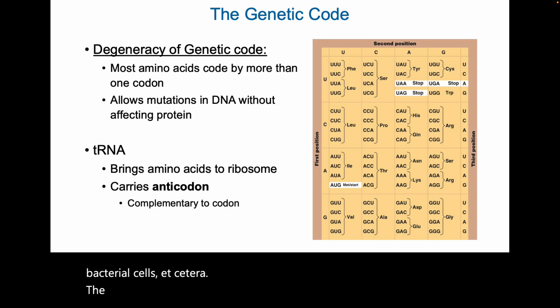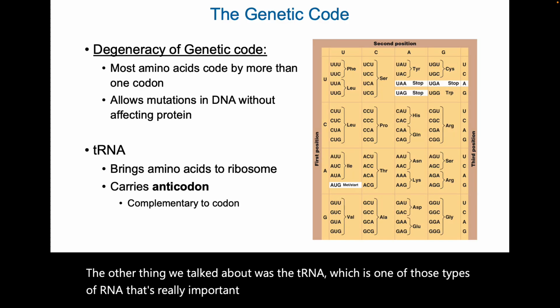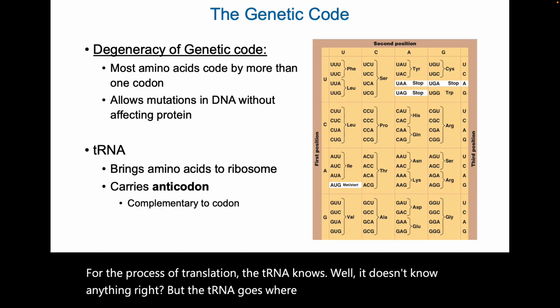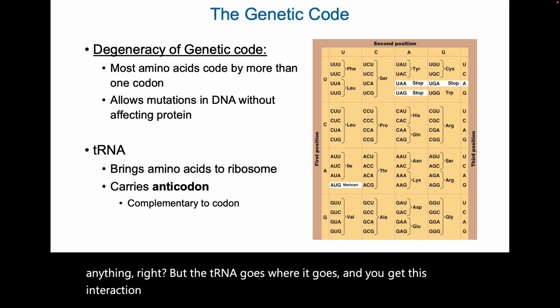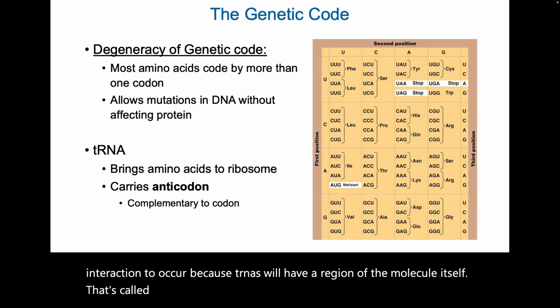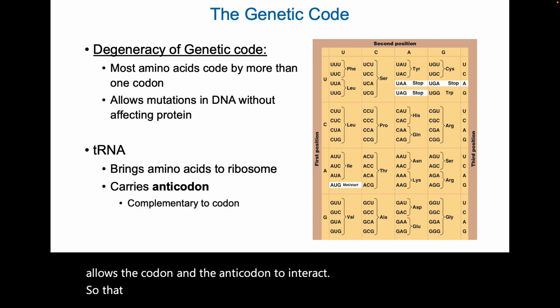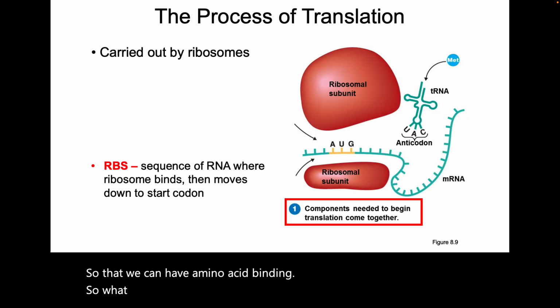The other thing we talked about was the tRNA, which is one of those types of RNA that's really important for bringing amino acids to the ribosome for the process of translation. The tRNA knows, well, it doesn't know anything, right? But the tRNA goes where it goes, and you get this interaction to occur because tRNAs will have a region of the molecule itself that's called the anticodon. So it is complementary to the codon, which allows the codon and the anticodon to interact so that we can have amino acid binding. So what that looks like is, well, translation.